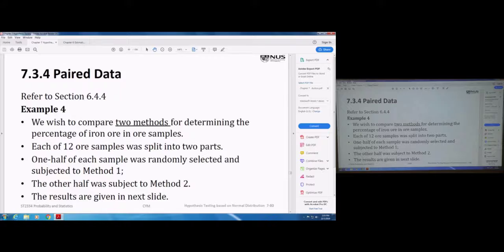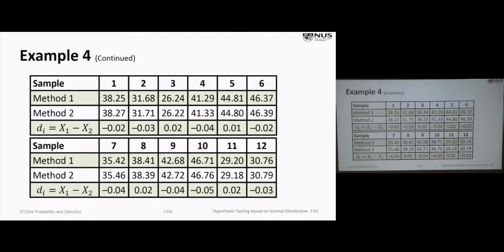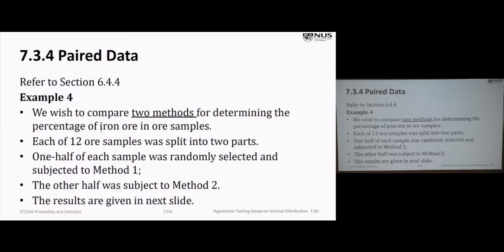So now we know what the hypothesis test and the scenario are, we can go straight into an example. What we want to do is compare two methods for determining the percentage of iron ore in ore samples. So you have 12 ore samples split into two. One is randomly selected and subjected to method one, and the other half to method two. Okay, and you get some results, which are here. So this is presumably the percentage of iron ore in samples one up to 12, using method one and method two. Basically the point is that these give us our differences, which we're interested in. So the idea is that we're interested in working out whether there's a significant difference between method one and method two. I'm not sure, what do they do?